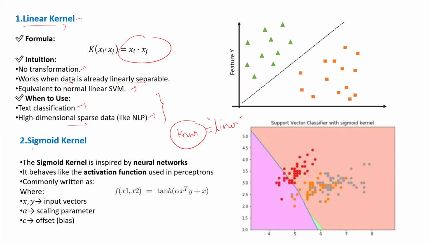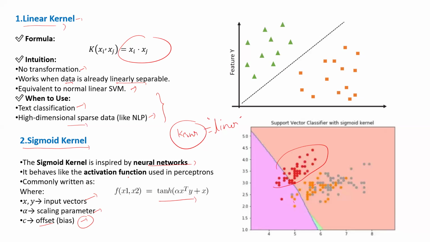Let's say the second one is the sigmoid kernel. It follows this formula: tanh of alpha times x transpose y plus c. It looks like this, and this is the way it separates the classes. The x and y are nothing but the input vectors, alpha is the scaling parameter, and c is the bias, nothing but the offset, right? The sigmoid kernel is inspired by neural networks.